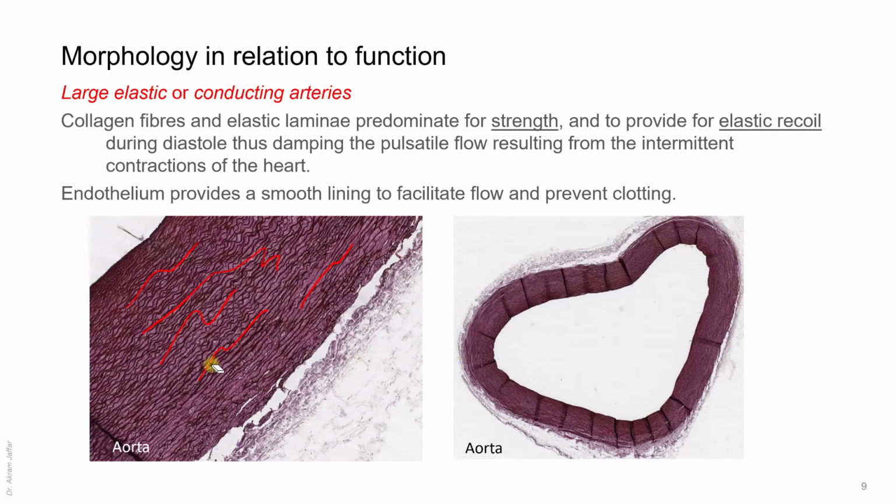You can see here, this is a section in the aorta. Don't confuse these folds, dark stained. These are like artifacts. They're not related to any structure. And the endothelium, as everywhere in the cardiovascular system, the lining epithelium, will provide a smooth lining to facilitate the flow and prevent clotting of blood.